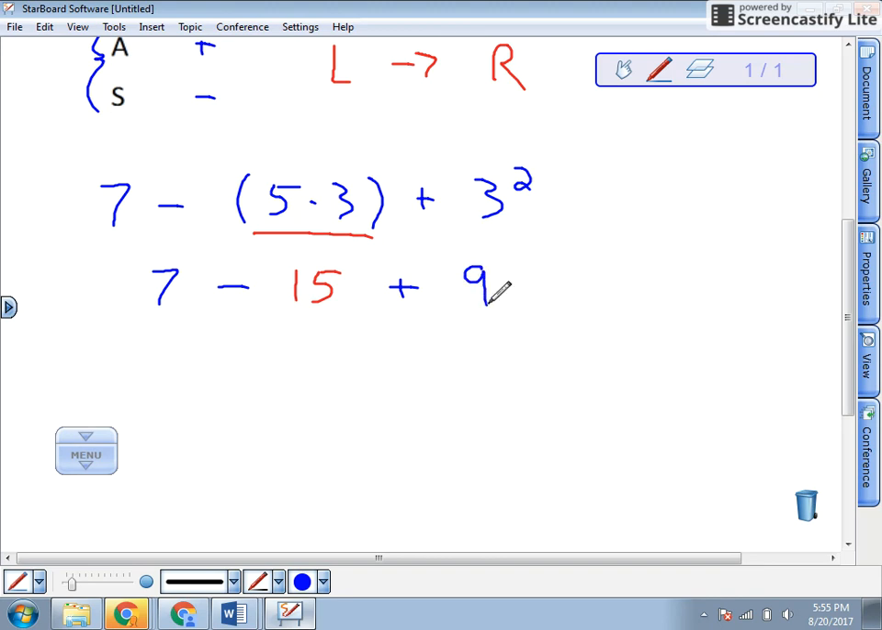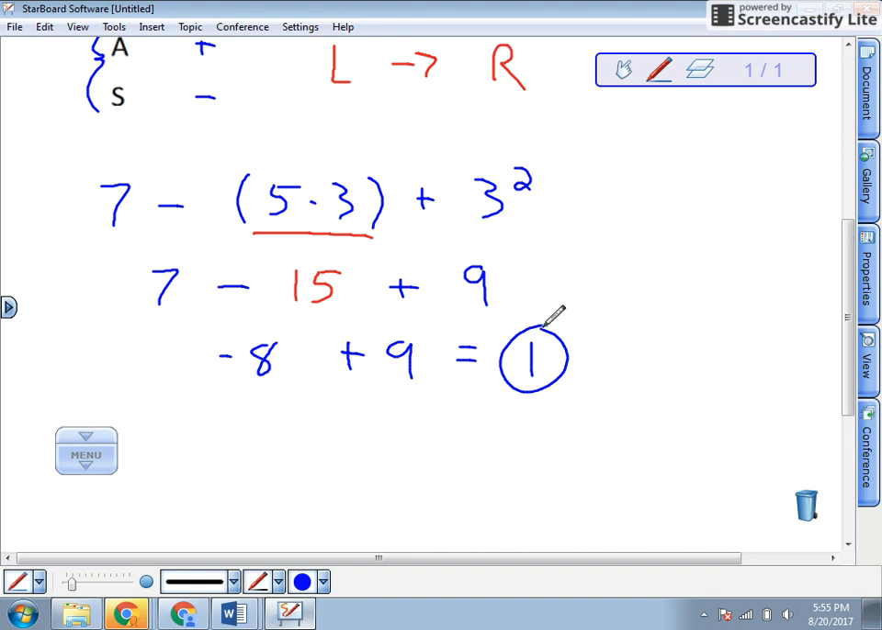Now all I'm left with is addition and subtraction. So we're going to perform left to right. 7 minus 15 is negative 8. Negative 8 plus 9 equals 1. The answer in that problem is 1.